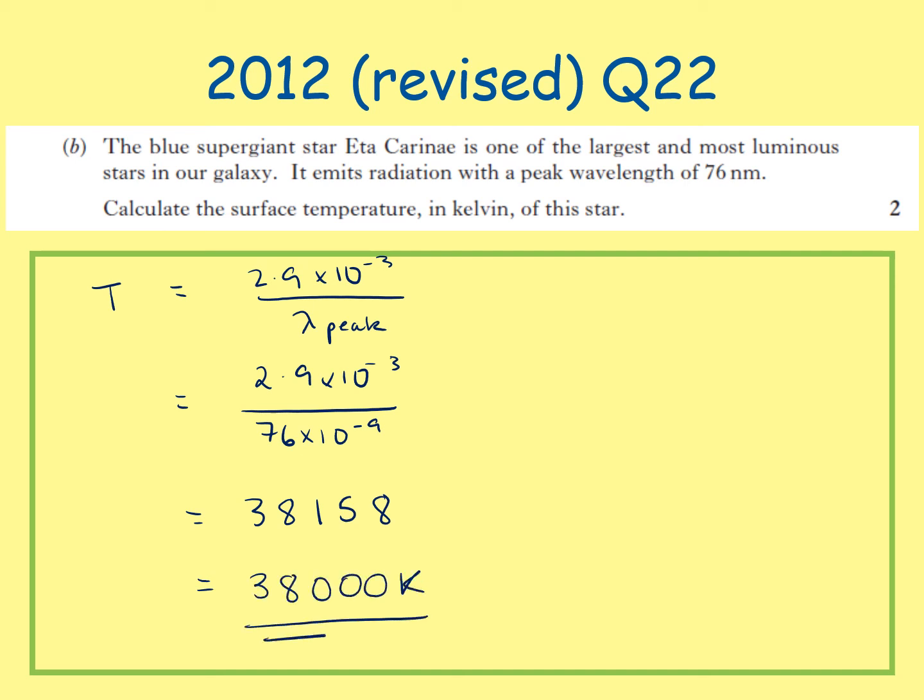38,000 Kelvin. We don't want to round it to 5 significant figures, as the question gives us a number with 2 significant figures. So we can round to a maximum of 4 significant figures there. It's easiest just to leave it as 38,000 Kelvin.